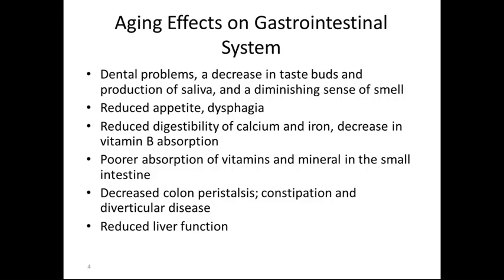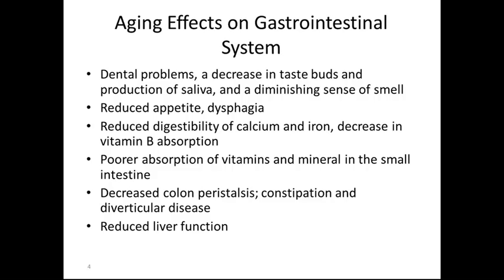The aging effects of the gastrointestinal system. Dental problems, a decrease in taste buds and the production of saliva, and a diminishing sense of smell. A reduced appetite or dysphagia. Reduced digestibility of calcium and iron, and a decrease in vitamin B absorption. There's poor absorption of vitamins and minerals in the small intestine. There's a decrease in colon peristalsis, constipation, and diverticular disease is common.